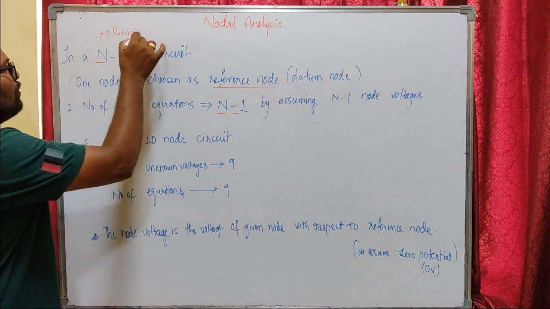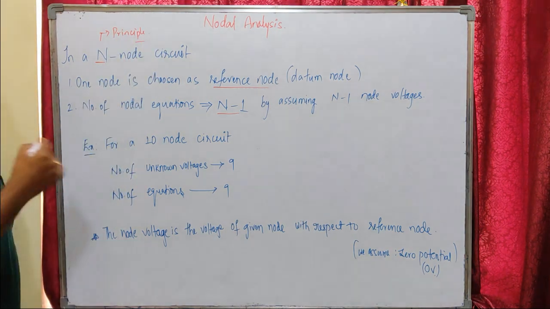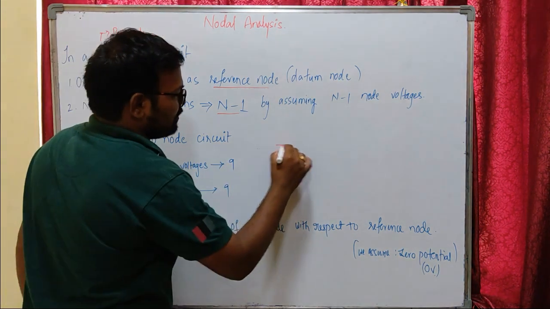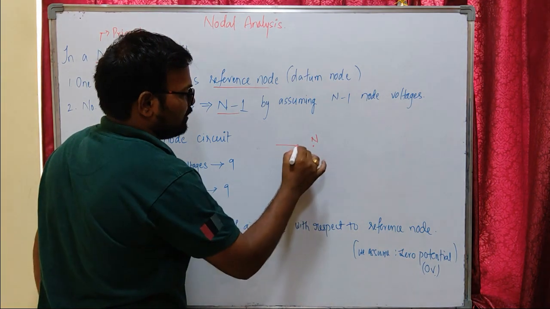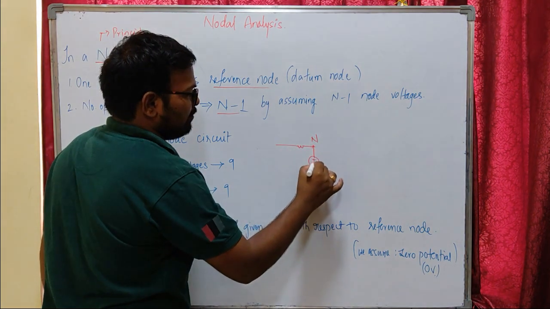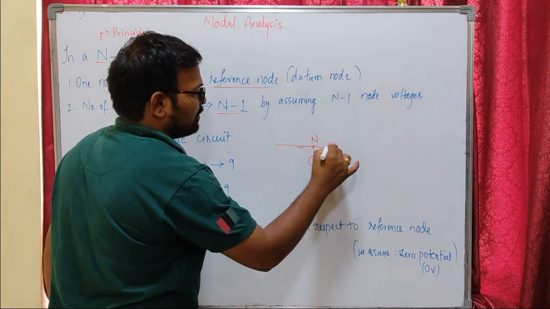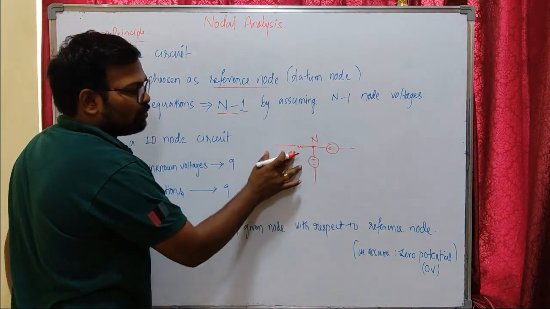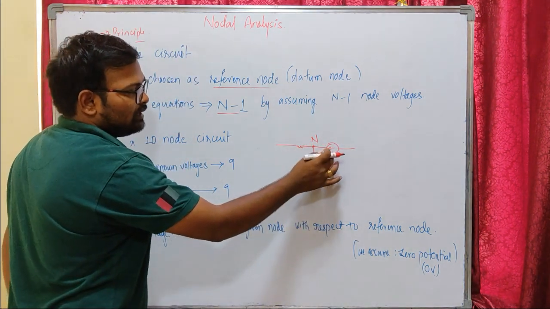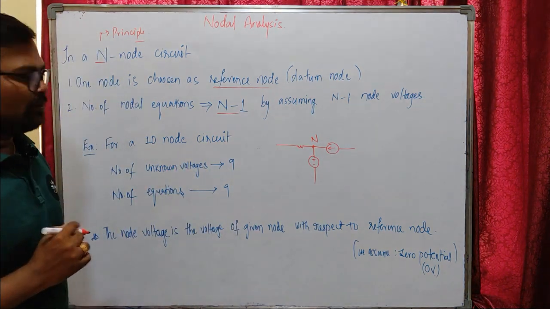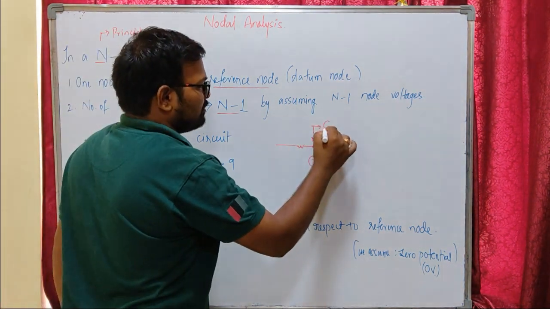So what is a principal node? A node which has more than two branches connected. That means if it is a node n, this is one element, this is another element, and this is another element. So more than two elements are connected to one point. Here three elements are connected to this node. This is called a principal node.